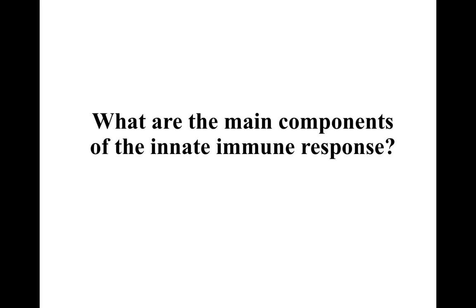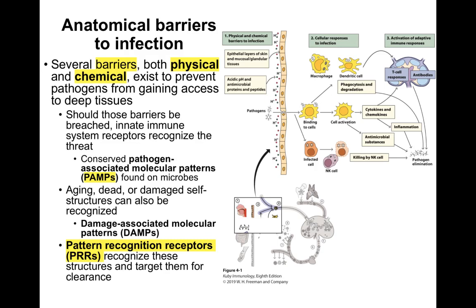What are the main components of the innate immune response? So if we think about the innate immune response, first it tries to block things from getting in, blocking pathogens, and then if the pathogens do get in, trying to destroy them. And if they can't destroy them, they then want to activate. The innate is important for activating the adaptive.